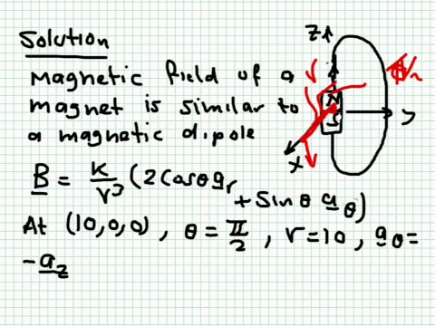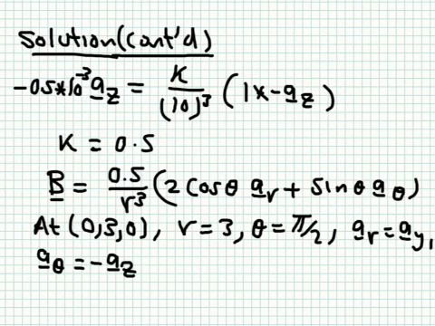It changes from one point to another, but at this specific point, a theta is pointing in the direction of increase of theta, so it's pointing downward. It's pointing in the minus az direction. We put all this information together. The given magnetic field at that point is equal to k over r cubed (2 cosine theta ar plus sine theta a theta).